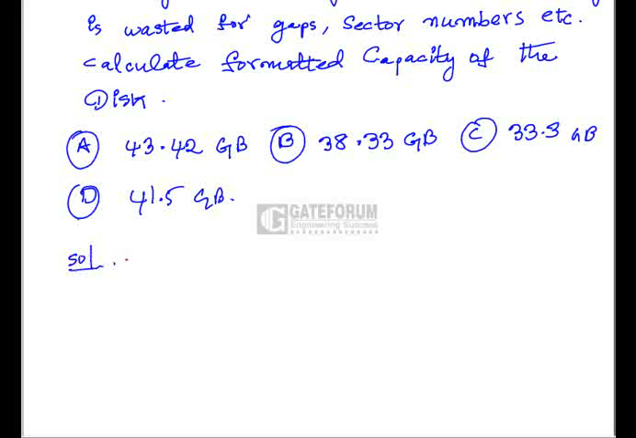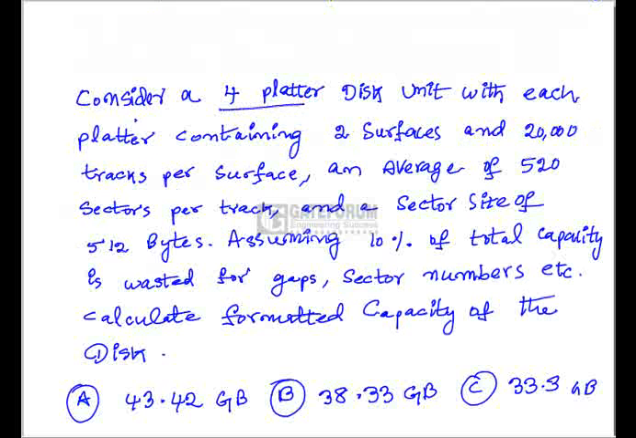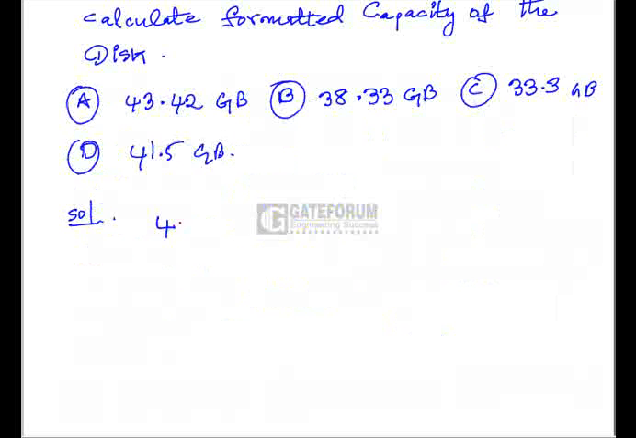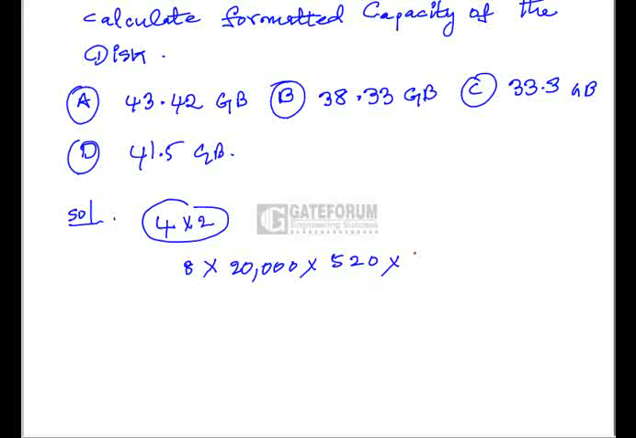So to find the total capacity, how many platters do we have? 4 platters, each containing 2 surfaces. So it will be the number of surfaces into the number of tracks per surface into the number of sectors for each track into the number of bytes per sector. We have to multiply all of them, so it will be 4 into 2, which is the total number of surfaces. So we get 8 surfaces into 20,000 tracks per surface into 520 sectors per track into 512 bytes per sector. So this is the capacity in bytes.